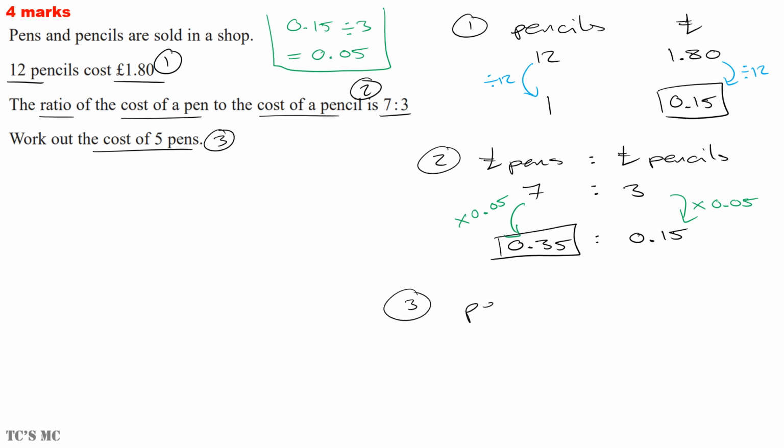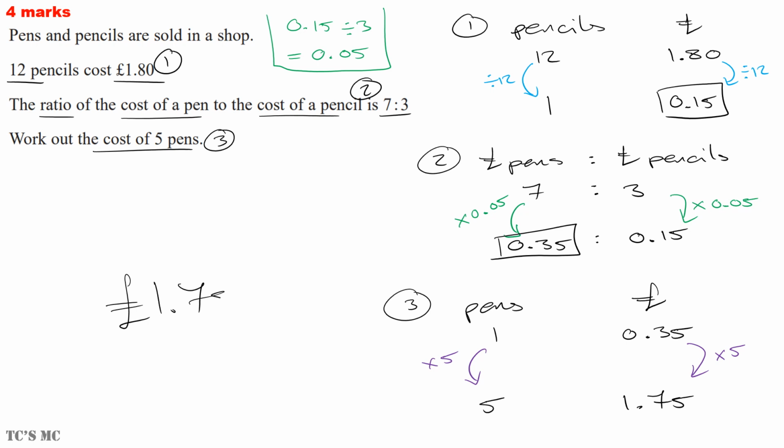We have pens and we have the cost. 1 pen is 0.35. We want the cost of 5 pens. 1 multiplied by 5 gets us 5. Do the same on the other side. That is 1.75. So the answer is £1.75. And that is our fourth mark.